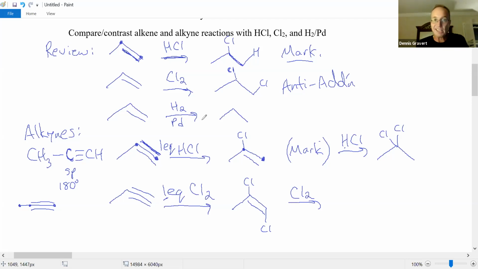bond, that's an alkene, this is an alkene. The new chlorines add anti, it doesn't matter, because now you have a straight chain, and there's two chlorines on the carbons that used to be triple bonded together.